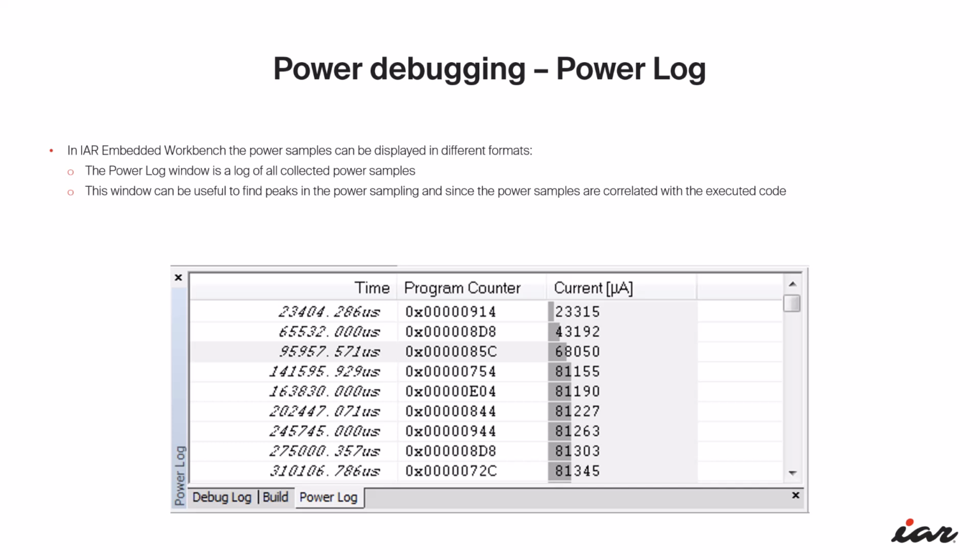Depending on the power sampling frequency, the precision will be different, but there is a good chance that you will find the code sequence that caused that peak, for example.